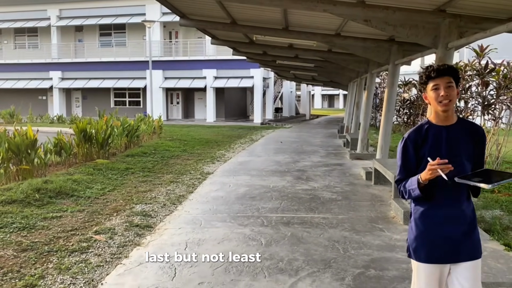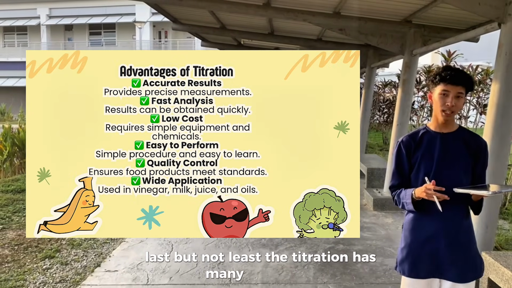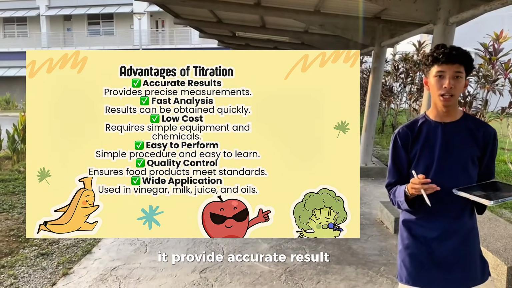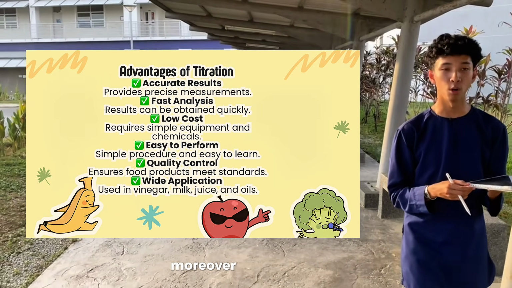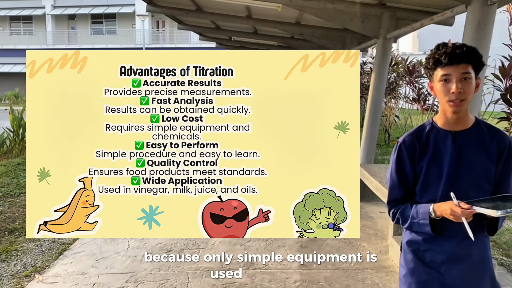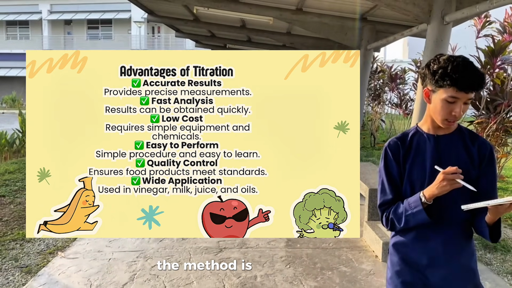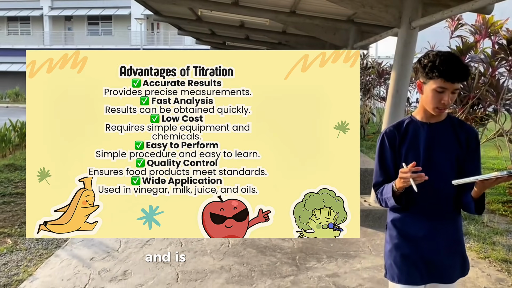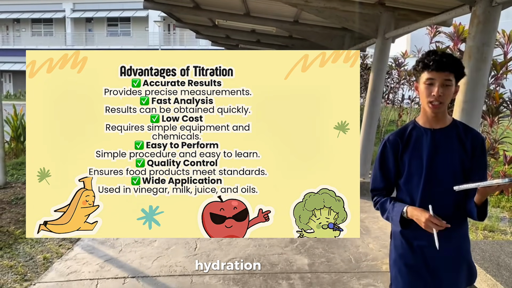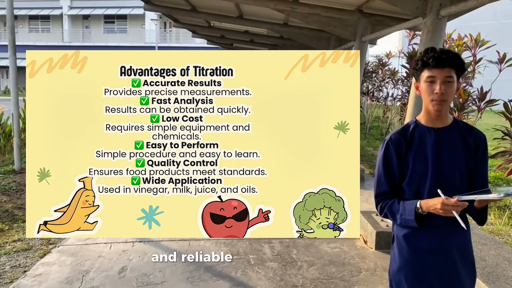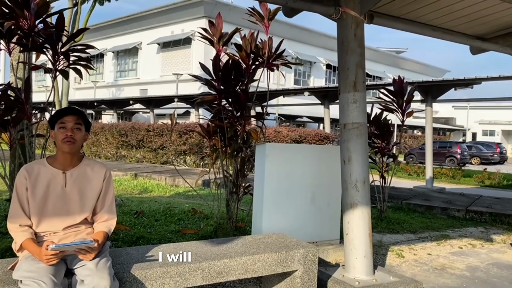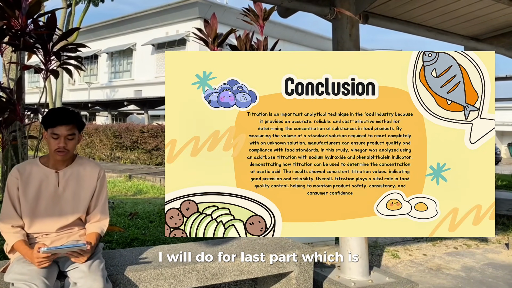Okay, last but not least, titration has many advantages. For example, it provides accurate results and is completed quickly. Moreover, it is inexpensive because only simple equipment is used. Otherwise, the method is easy to perform and is widely used in food quality control. Therefore, titration is a simple and reliable method for the food industry. Thank you. On my part, I will do the last part, which is the conclusion part.